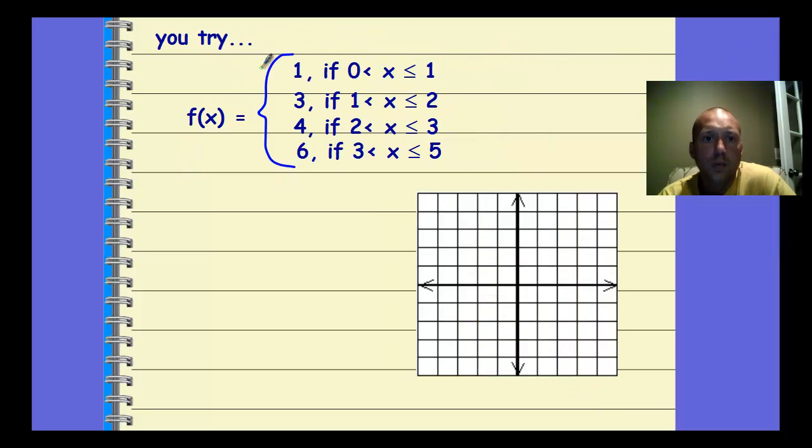So, have you tried this one? You have 4 different equations with the domains they work for on a graph. So just sketch that out, and this is the one I want you to turn in at the beginning of class tomorrow so I can quickly check to see if you understand how to graph those.